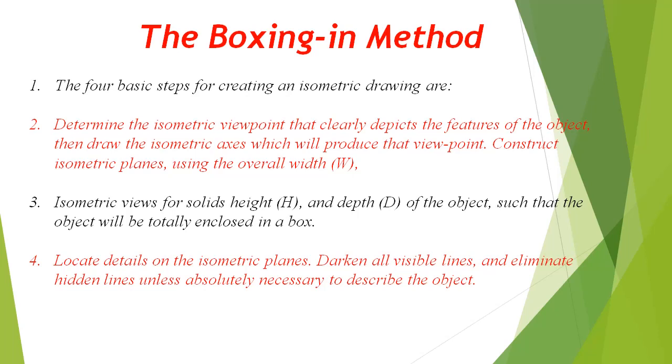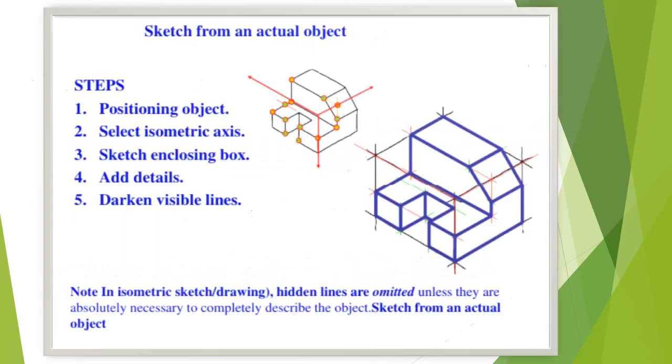3. Locate details on the isometric planes. Darken all visible lines and eliminate hidden lines unless absolutely necessary to describe the object. Basic steps in drawing isometric projection of an actual object. 1. Positioning object. 2. Select isometric axis. 3. Enclose the sketch in the box. 4. Add details. 5. Darken the visible lines.